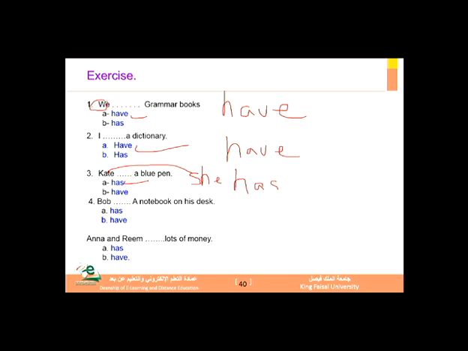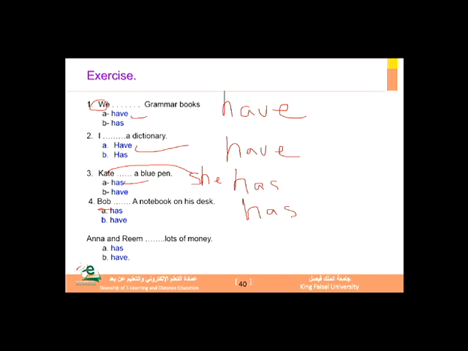Bob, a notebook on his desk. Bob has or have? Because Bob is a name for a singular noun, so it could be a name of a person like he, so the pronoun he. So basically we use has here. Bob has a notebook on his desk.